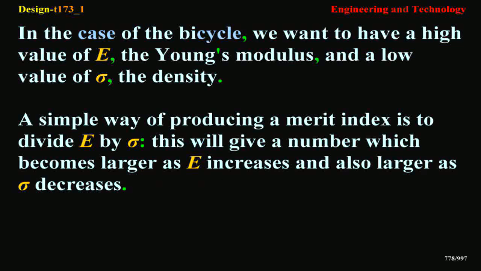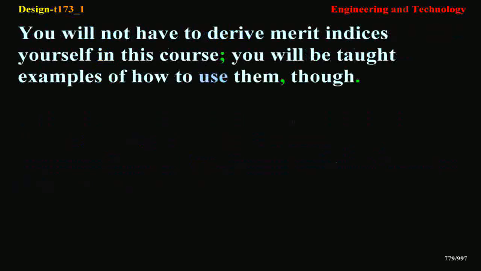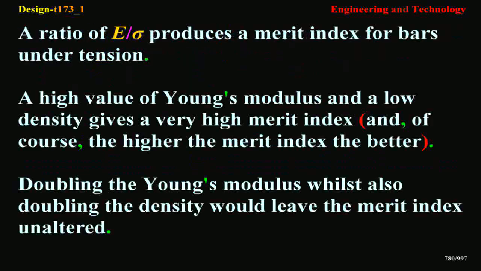This will give a number which becomes larger as E increases and also larger as ρ decreases. You will not have to derive merit indices yourself in this course. You will be taught examples of how to use them, though. A ratio of E to ρ produces a merit index for bars under tension. A high value of Young's modulus and a low density gives a very high merit index and, of course, the higher the merit index the better. Doubling the Young's modulus whilst also doubling the density would leave the merit index unaltered.